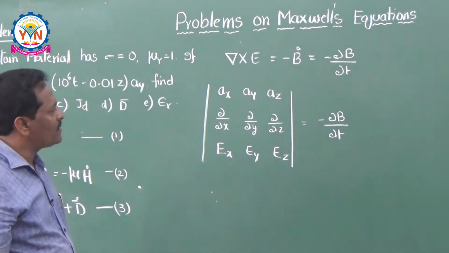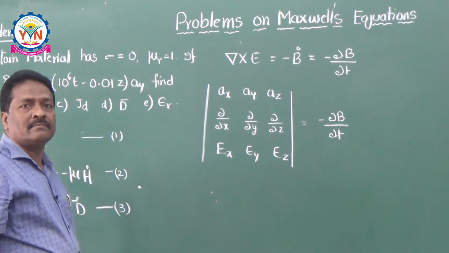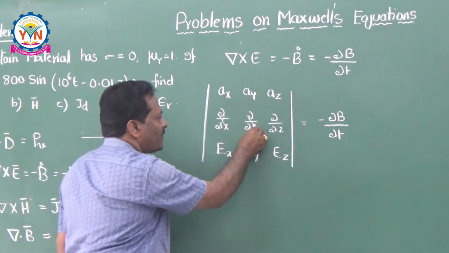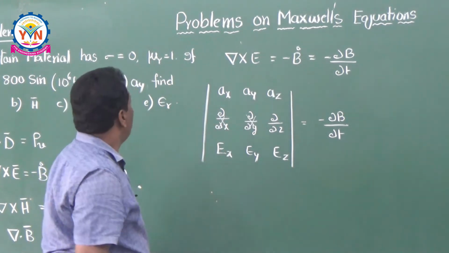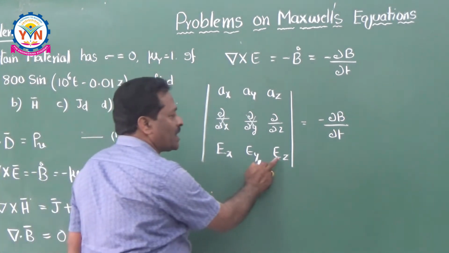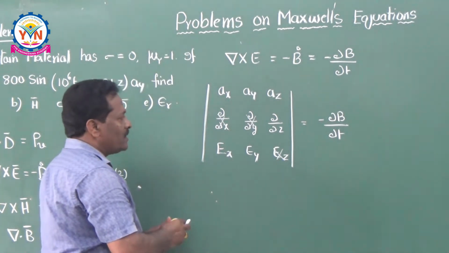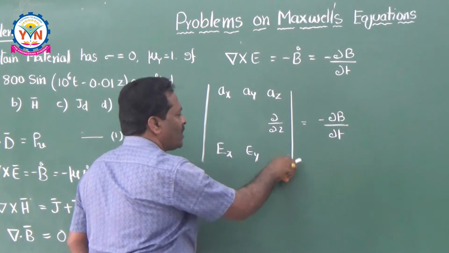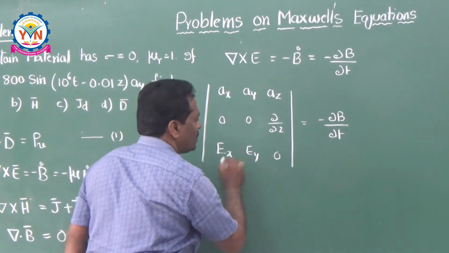But remember friends, if the wave is propagating in Z direction, by definition it should be independent of X and Y. So these two terms, dou by dou X and dou by dou Y, will vanish. If the wave is propagating in Z direction, by property, there should not be an electric field component in the direction of propagation, so Ez will be equal to 0. So this is 0, this is 0 and this is 0.